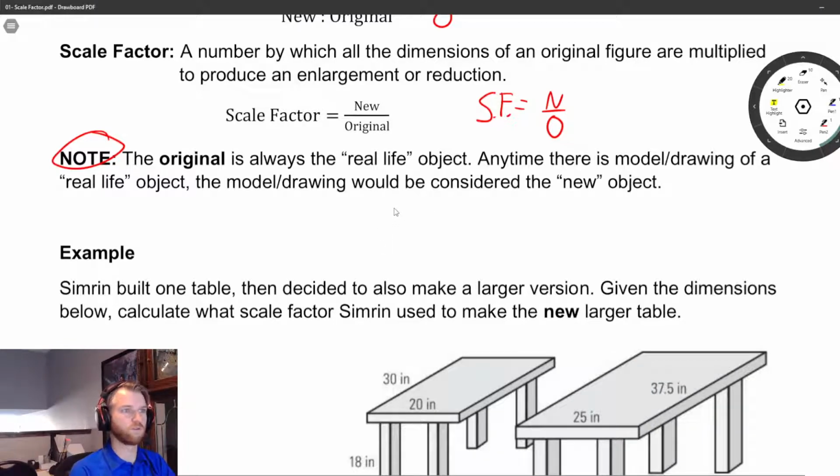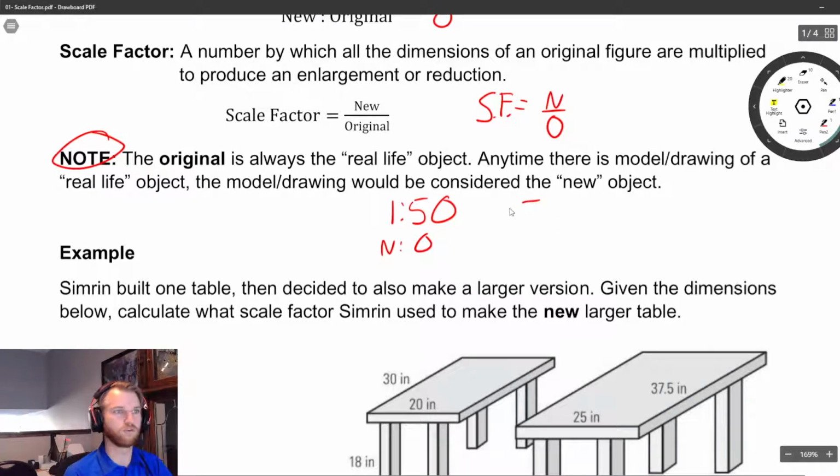So on a blueprint, if it says 1 to 50, new is this side and original is this side. We're saying that for every 1 centimeter on the blueprint, that is 50 centimeters in real life. All blueprints will keep it in the same order. It's not like some blueprints are saying 1 to 50 and others are saying 50 to 1. No, it's always going to be this way.